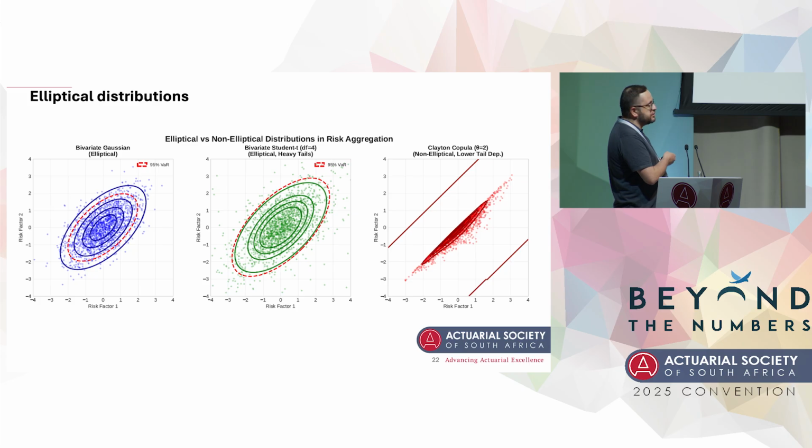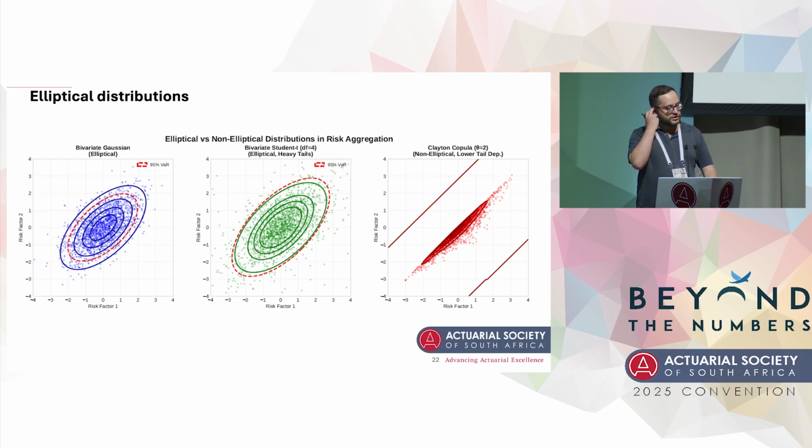We have a student T distribution where the tails are a little bit heavier over here. And here is a simulation from a Clayton copula. For those people who've done copulas in your actuarial training, it's just a way of relating two distributions. But what you'll see is that your normal distribution, if you plot, for example, the probability level that only occurs 5% of the time, you'll see that forms an ellipse.